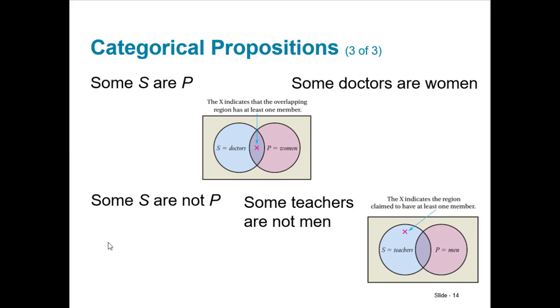Then we have some S are P, right? Some doctors are women. We could also write it the other way and say some women are doctors, right? There's no real reason why one has to be the first one and one has to be the second one. Just like some S are not P, which means some teachers are not men, right? We could also say some men are not teachers. So the whole predicate thing, it doesn't matter which one is first and which one is second.